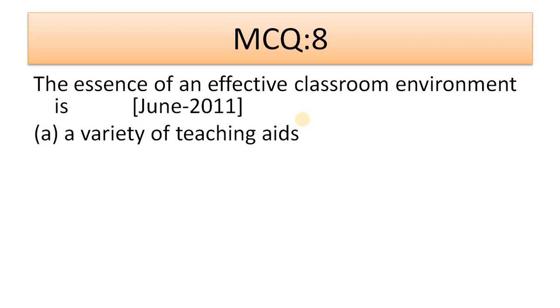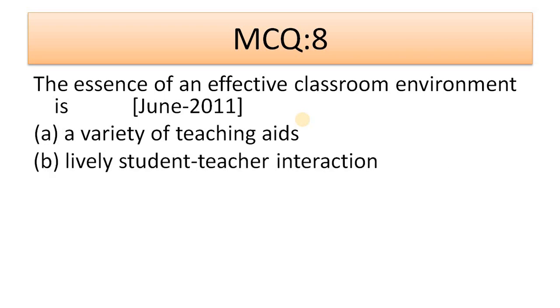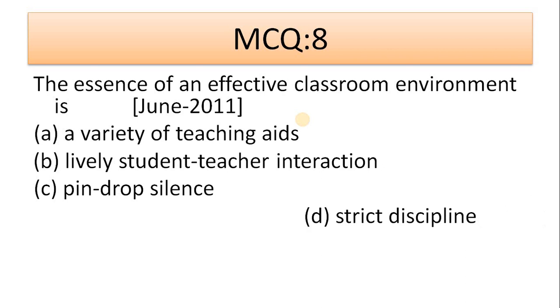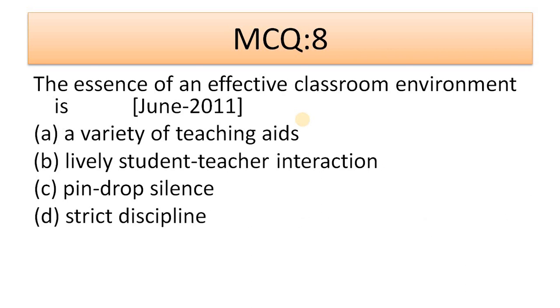A variety of teaching aids, lively student-teacher interaction, pin drop silence, strict discipline. So options C and D obviously will not be correct, because these are negative comments. And from the above, I think option B will be the best one, because there should be interaction. Because it is an effective classroom environment, and for making an effective classroom environment, there should be interaction. That's why option B will be the correct one.